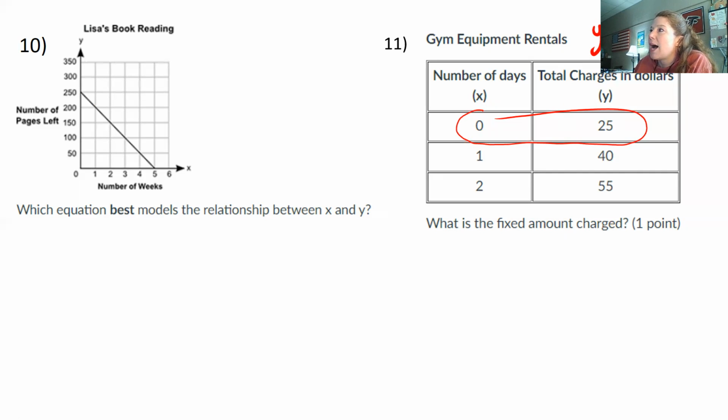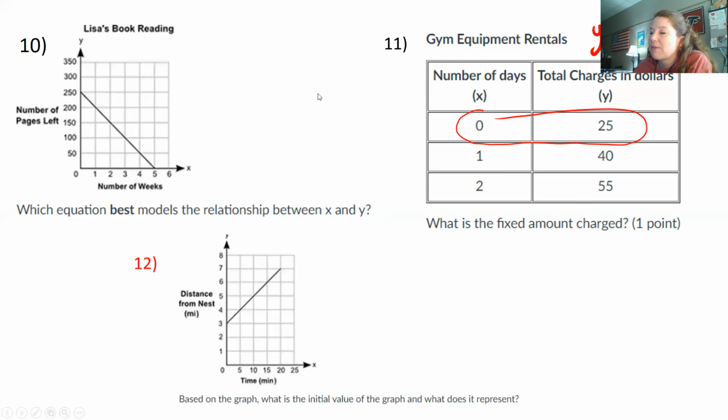But when x is 0, y is 25, which means no matter how many days you rent, that fixed amount that you're charged is always $25. So in this situation, the y-intercept, which is positive 25, is going to be your fixed amount charged. And then you have a rate per day. Does that make sense? Because even if you rented it 2 days, you're going to pay $15 times 2, which is 30, but then everyone pays the $25 fixed amount. So 25 is the answer on that one.